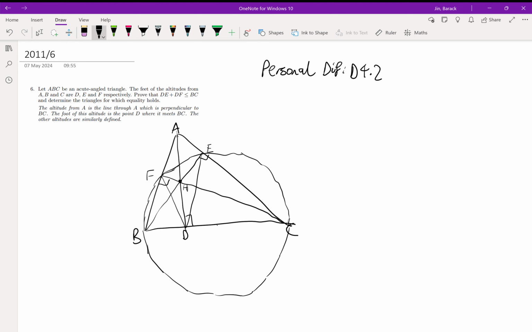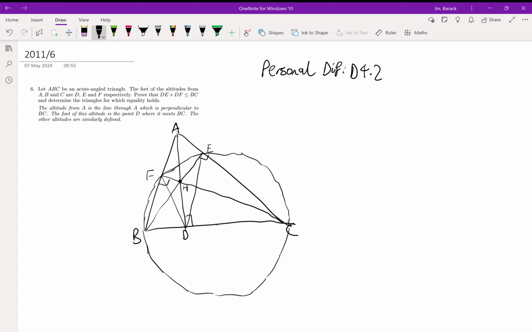And because this is question 6, maybe people might try power of a point, which might work. People might try extensive angle chasing or trigonometry or things like that. And they work, but the solution I'm going to show you today is my favorite solution. And of course, it boils down to cyclic quadrilaterals.